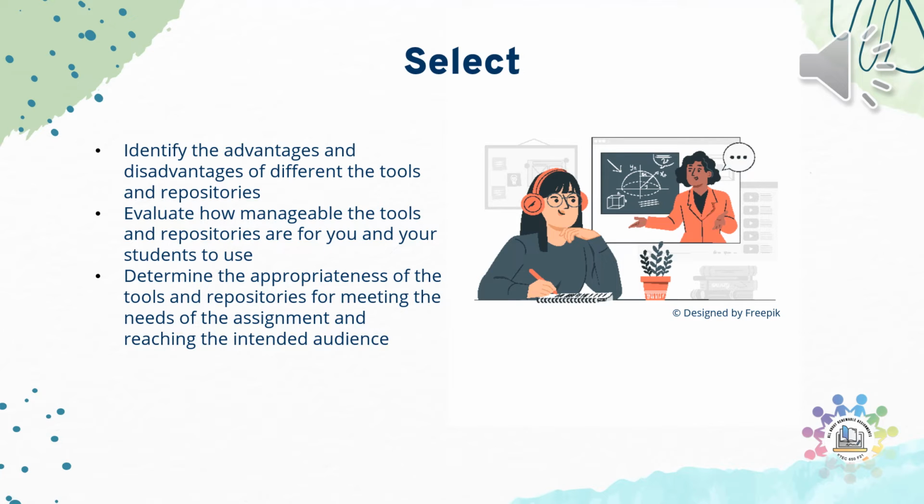When making your selection of the most relevant tool or repository for your renewable assignment, you might want to consider the following: identifying the advantages and disadvantages of the different tools and repositories, evaluating how manageable the tools and repositories are for you and your students to use, determining how appropriate the tools and repositories are to meeting the needs of the assignment and reaching the intended audience.